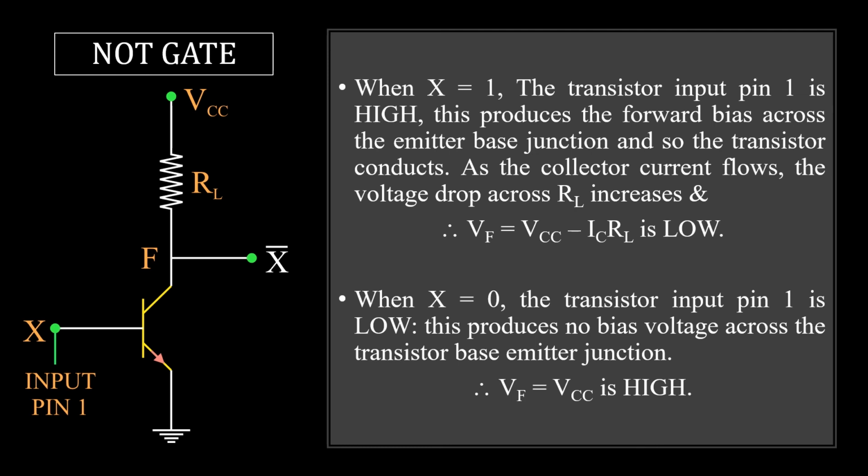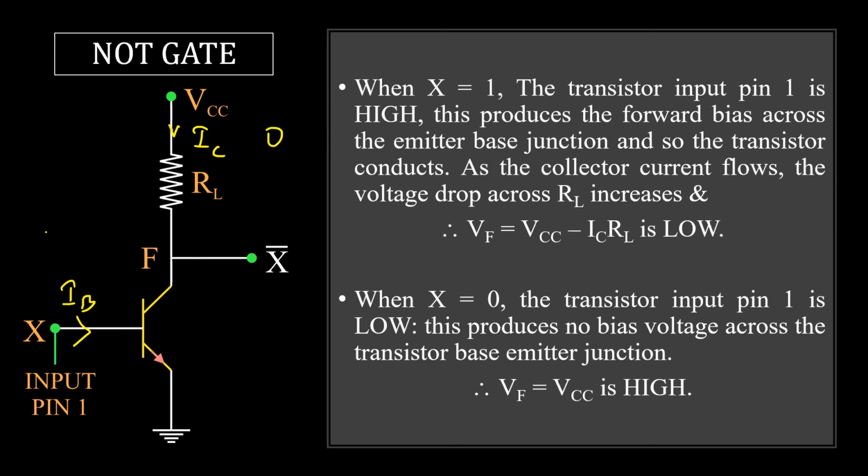NOT gate. This is a transistor. Let's say some current is passing here, IB, the base current. And let's say some current is passing here, IC. So if you remember the transistor, IC will flow only when IB flows. So if IB does not flow, IC will be 0. Or to say, if IB is 0, IC will be 0. And if IB is not 0, IC will not be 0.